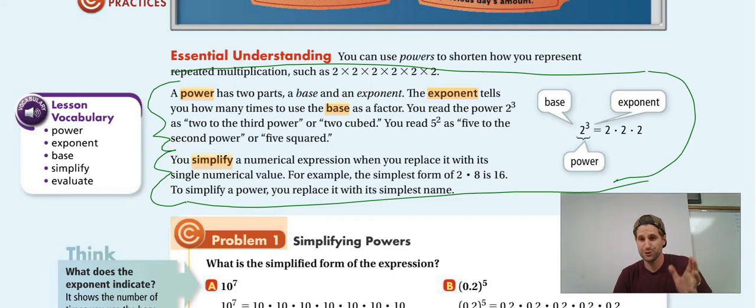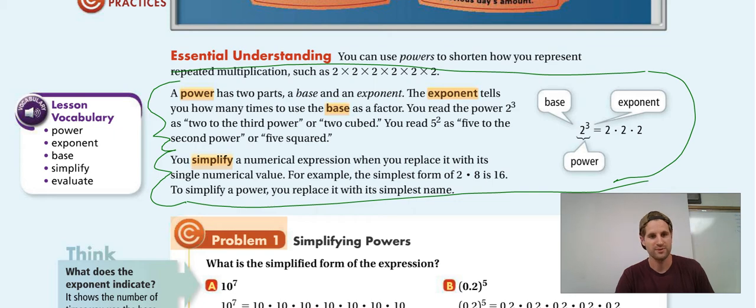A power has two parts. Notice in our picture, which is a perfect example here, the power represents these two parts: a base and an exponent. The exponent tells us how many times we use the base as a factor. So the exponent 3 tells us to write out 3 of the bases, which is 2. And this is how we use powers, or a lot of times we'll just call them exponents.